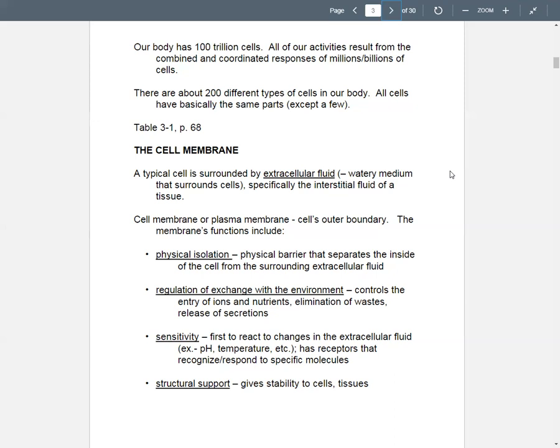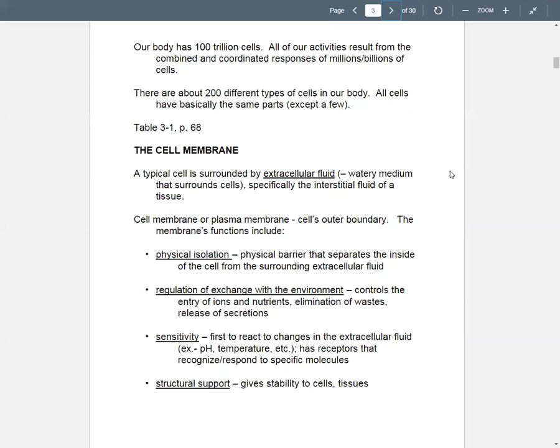Well, let's start with the cell membrane. Your cell membrane is going to be surrounded by what we call extracellular fluid. Extra means essentially outer, so it's fluid outside the cell. Your cell membrane, also known as a plasma membrane, forms the boundary of the cell. So what does the plasma membrane do? Well, it helps with isolation. It forms a barrier, separating the inside of the cell from the outside of the cell.